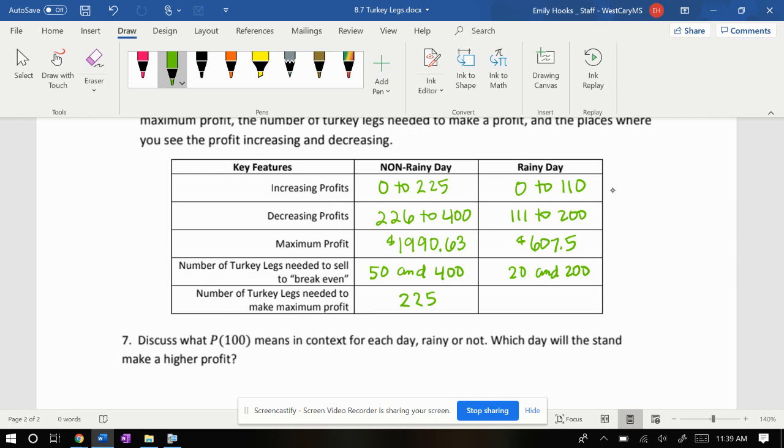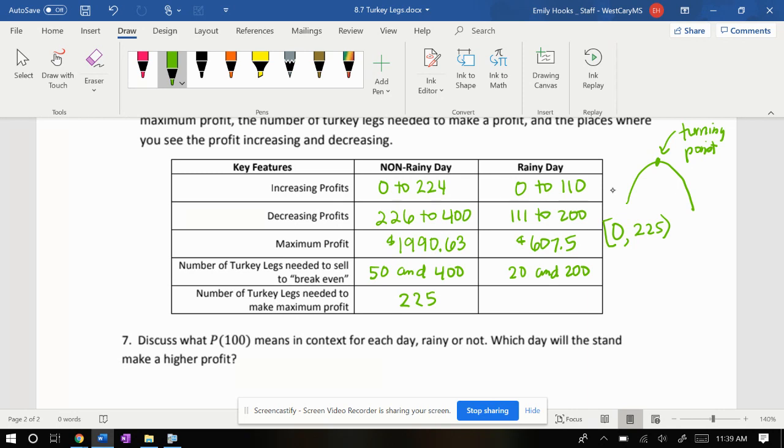And I guess right here, the 225 would not be increasing because it's a turning point. So actually, I'm going to fix that. It should be, I guess, 224 because 225 is your turning point. If you remember back when we were doing functions, you can't include this turning point as part of your increase. You can make it an open point. So you could go 0 to 225, but you can't include it, right?